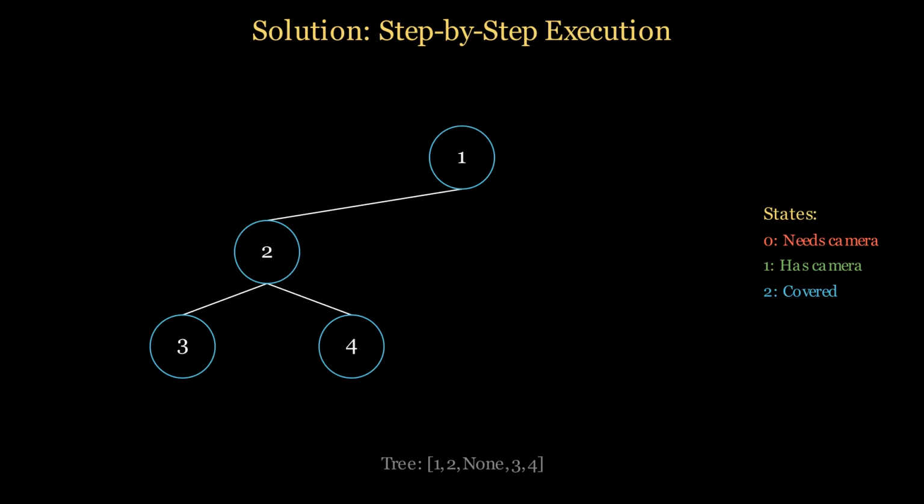Let's solve this step by step using post-order traversal. We'll visit each node from bottom to top, and determine its state based on its children's states. Remember, when we encounter a none node, it returns state 2, covered.